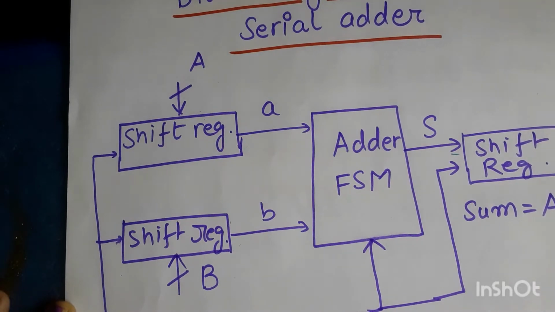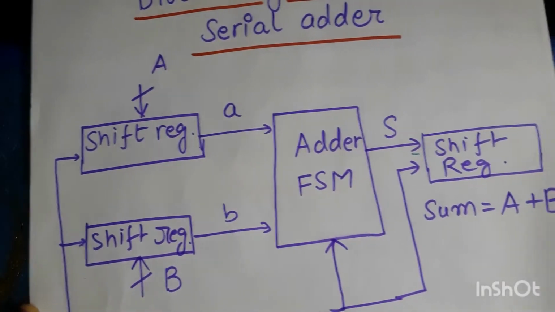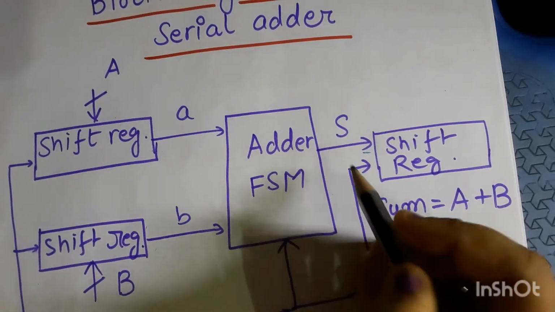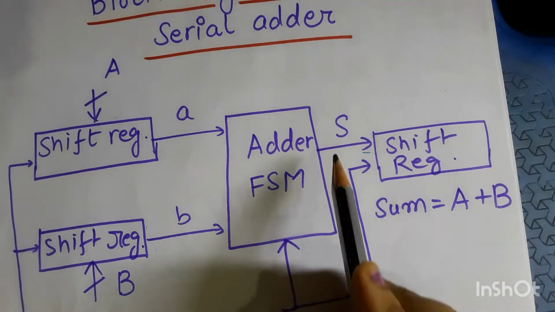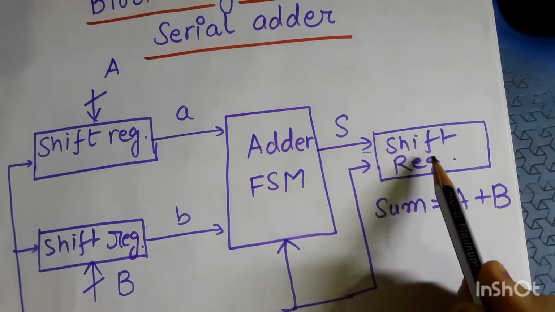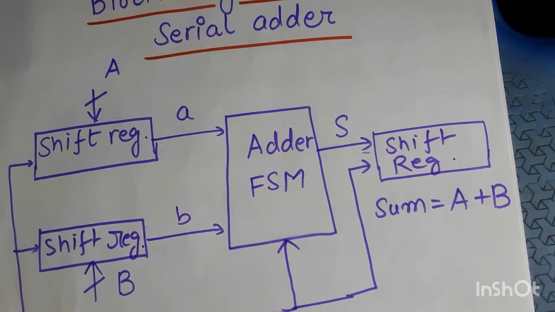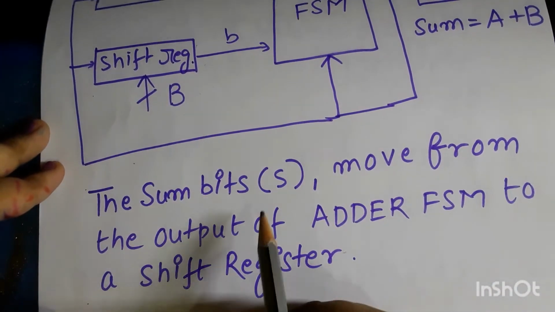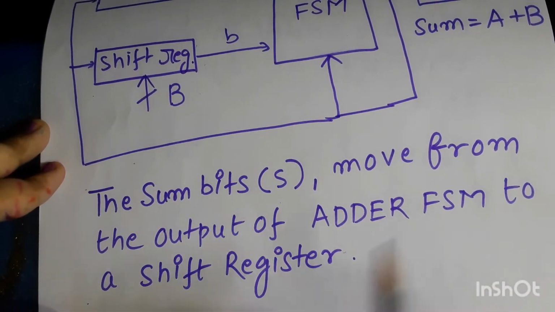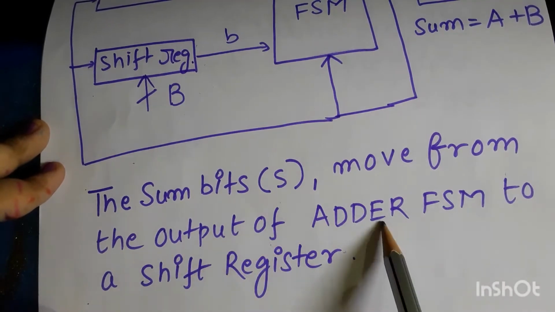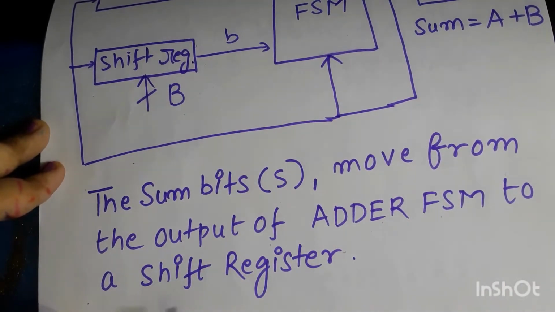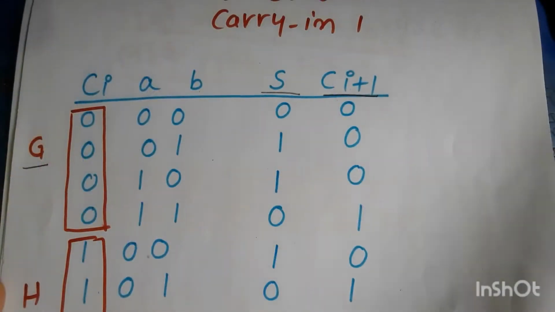So what would this adder give out? It would give out the sum bits, and the sum bits will then be fed into a right shift register in order to store the sum bit values. So the sum bits S move from the output of the adder FSM to a shift register.